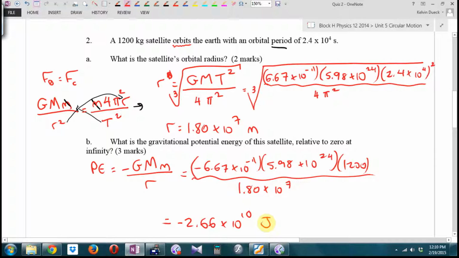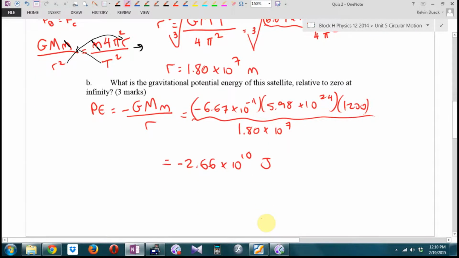What is that saying? Is that saying it doesn't have energy? Is that saying it wouldn't fall down? No. It's saying if you wanted to get to the edge of the universe, out at infinity, how much energy would you have there? 0. You would have to add positive 2.66 times 10 to the 10th joules to get it to the edge of the universe. You'd have to burn that much rocket fuel. So, although the negative at first seems scary, because we've defined 0 to be relative to infinity, we're good. Is that okay?